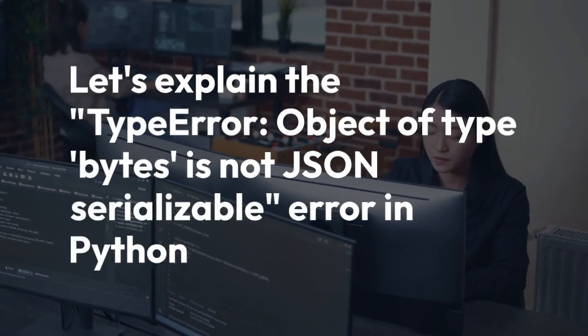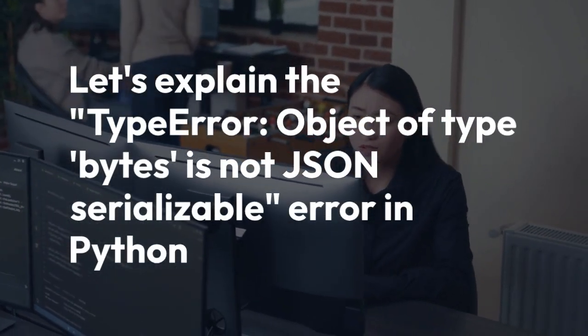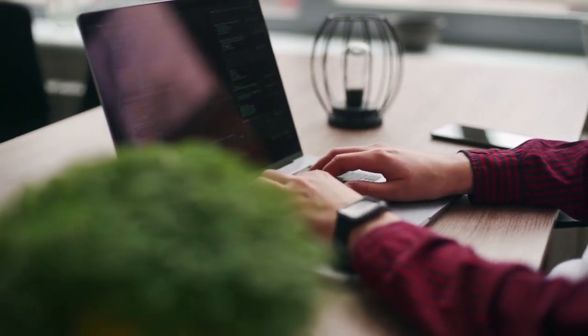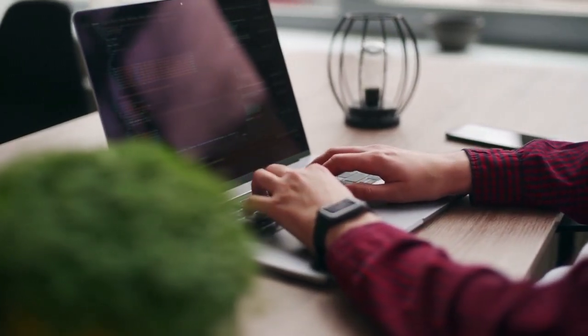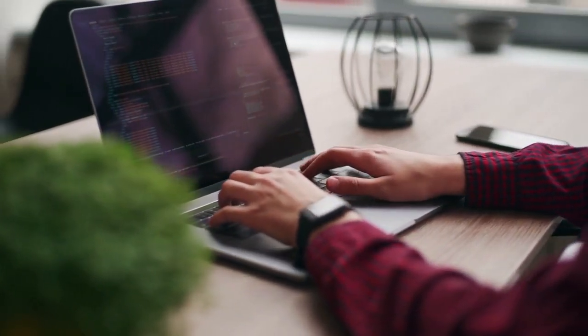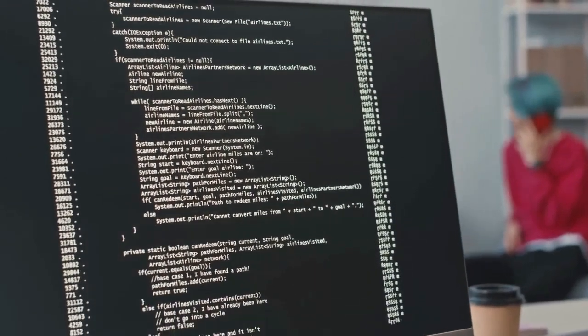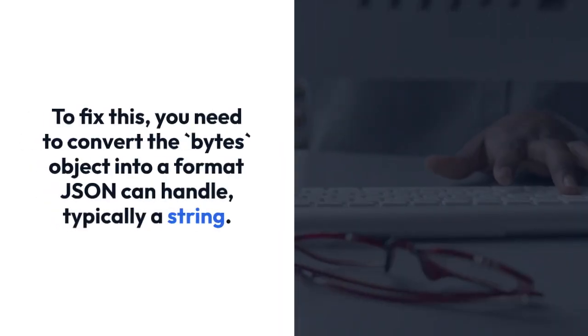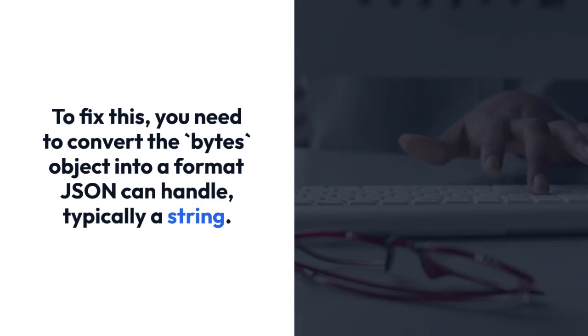Let's explain the "TypeError: Object of type bytes is not JSON serializable" error in Python. This error pops up when you try to convert a Python object into a JSON (JavaScript Object Notation) string, but one of the objects within is of the bytes type, which JSON doesn't directly understand. JSON works with strings, numbers, booleans, lists, and dictionaries, not raw byte data. To fix this, you need to convert the bytes object into a format JSON can handle, typically a string.